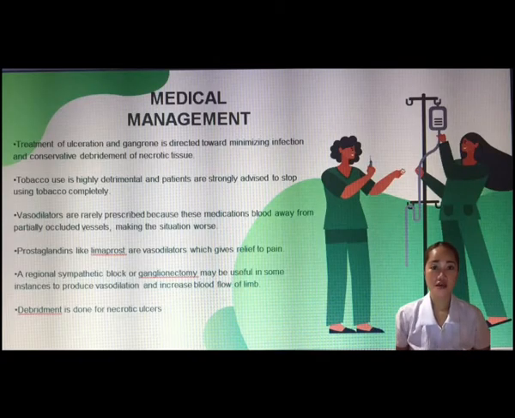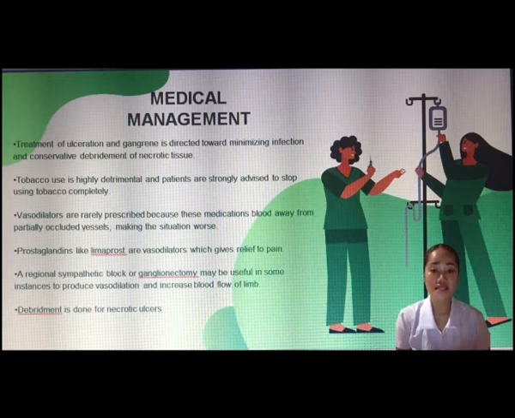For the medical management: the first one is treatment of ulceration and gangrene, which is directed toward minimizing infection and conservative debridement of necrotic tissue. Tobacco use is highly detrimental, and patients are strongly advised to stop using tobacco completely. Vasodilators are rarely prescribed because these medications can bleed blood away from partially occluded vessels, making the situation worse.